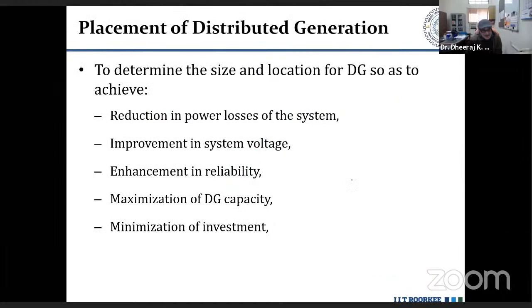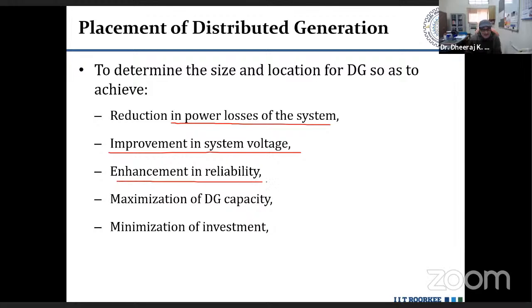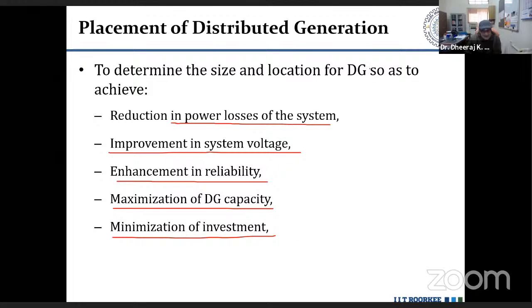So now in the literature, different approaches for placement of DG have been identified. Reduction of power losses is a popular objective for placement of DG. Other than this, we have improvement in voltage profile, enhancement in system reliability, maximization of DG capacity, or minimization of investment towards DG installation. So these are the different objectives that have been targeted by researchers.